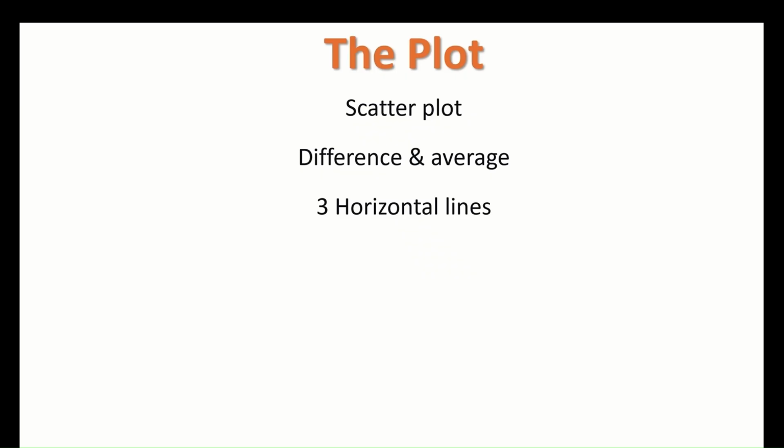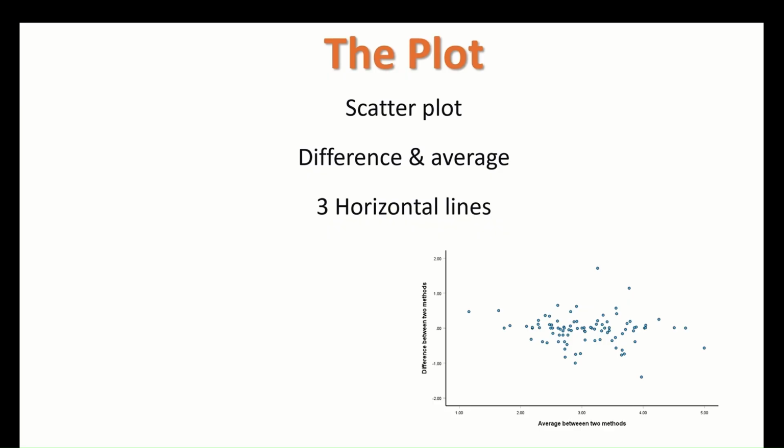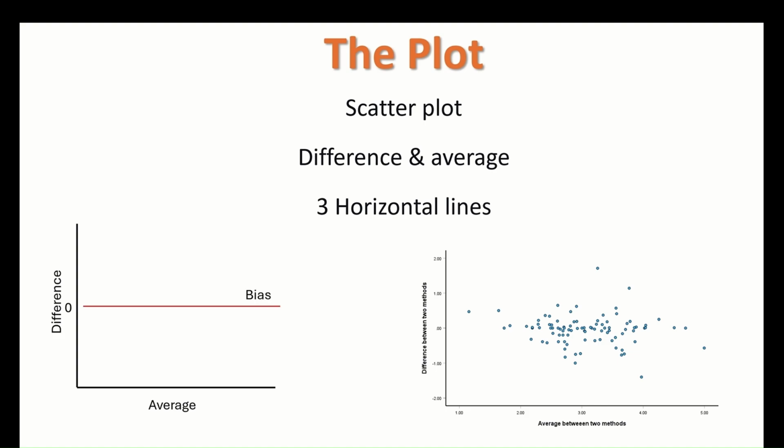So the plot is a scatter plot in which the differences between the two measurements is plotted on the y-axis and the mean between the two measurements is plotted on the x-axis. There are three major horizontal lines within this plot. The first line is called the bias or the systematic bias, which represents the mean difference, and the other ones are the upper and the lower limits of agreement.